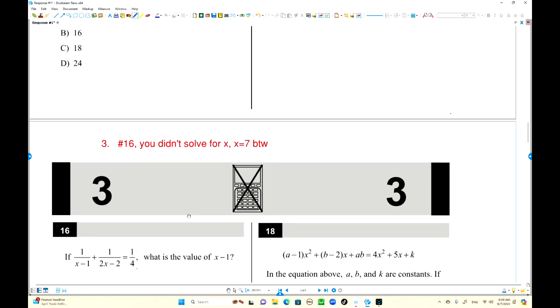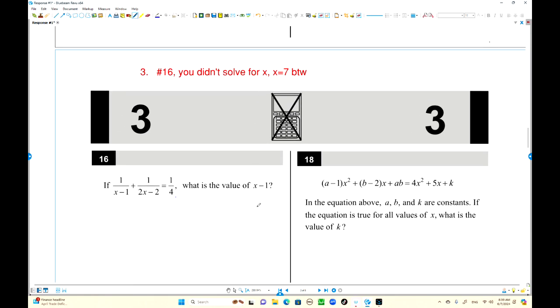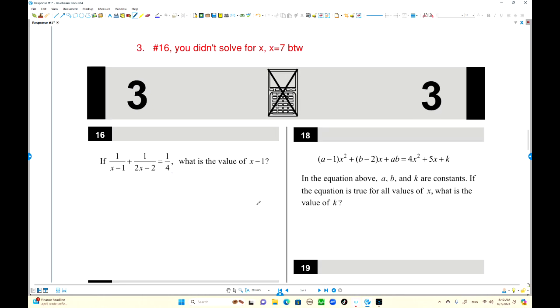All right, the next one, they are asking the value of x minus 1, not x. I didn't solve for x. So anyway, if you got 7, they're asking over here, 6 is the answer, if your answer is correct. And anyway, we're going to solve this one.